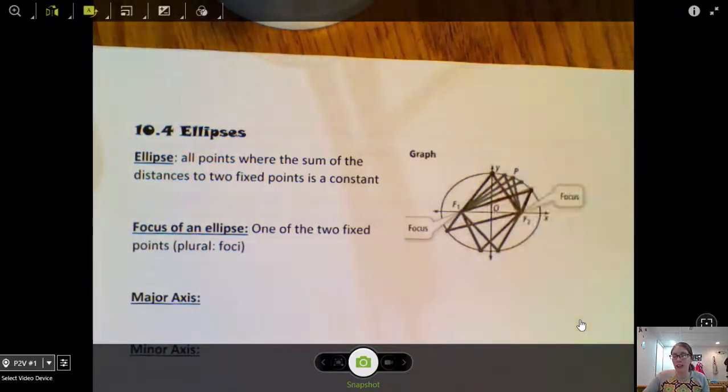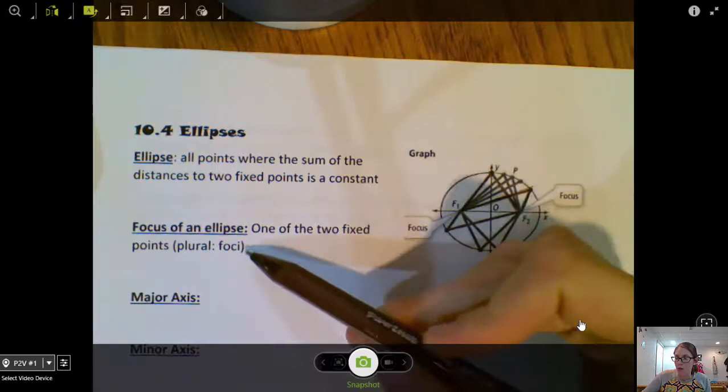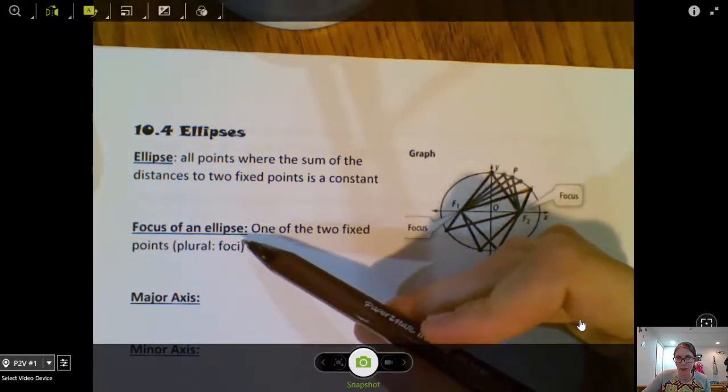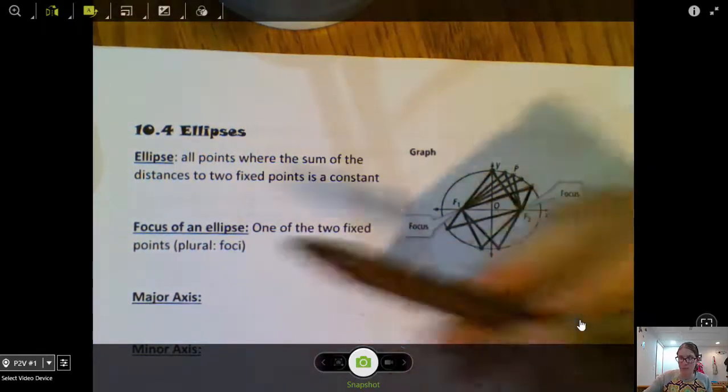Those points, just like how parabolas are formed by using our focus, those two points are also, each one is a focus. So focus of an ellipse is one of those two fixed points. The plural of that is foci.